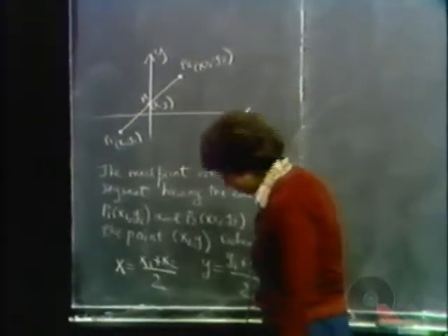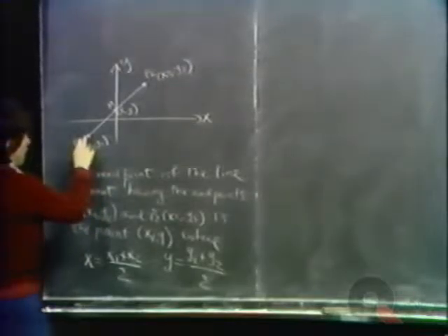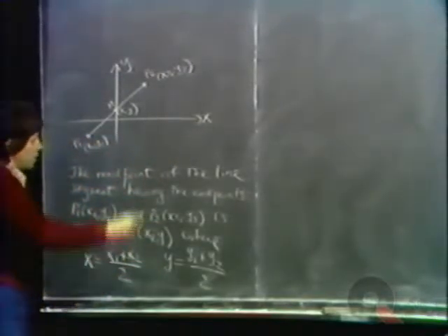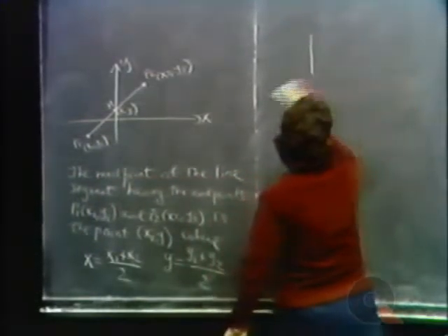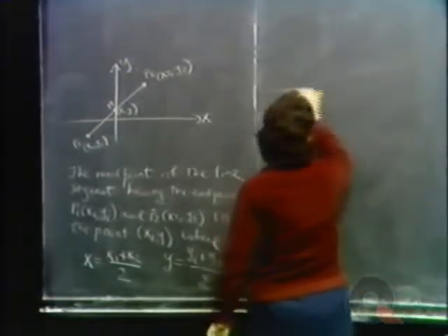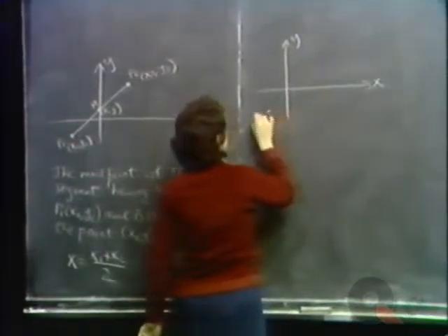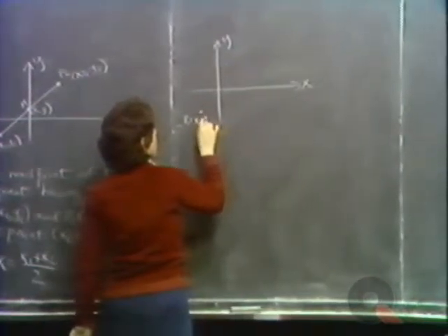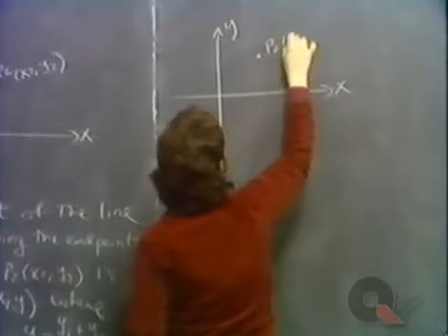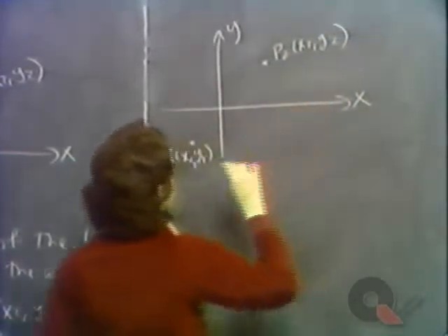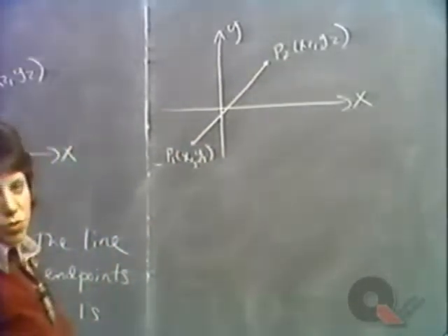To determine that, we use the Pythagorean theorem. Through the point P1, we can draw a horizontal line. Let me redraw it over here for you for a second. Let's say here is the point P1, x1, y1, and here is the point P2, x2, y2. We want the length of that line segment, or the distance between these 2 points.